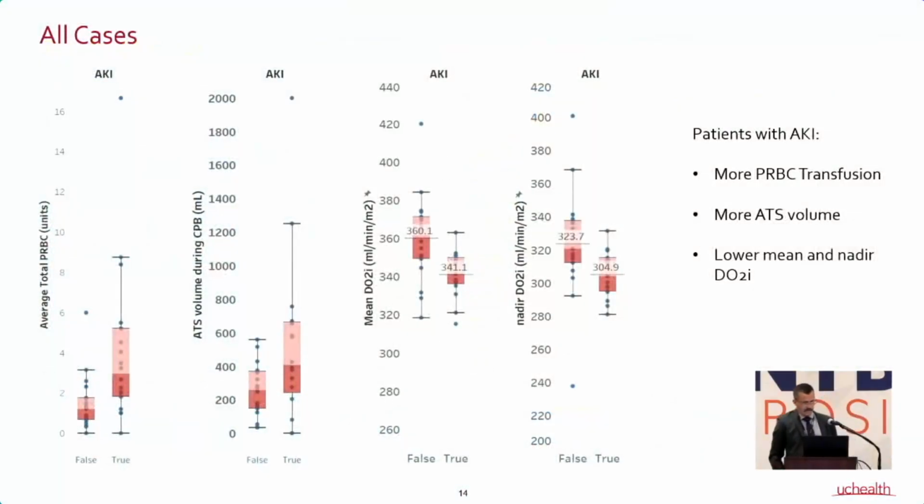And this slide is specifically for you, Rob. Since you asked me this at AMSECT, this is the difference between our AKI patients and our non-AKI patients. You can see that patients that had AKI received almost 3 times more packed red blood cells. They had higher ATS volume during bypass, as well as lower mean DO2, nadir DO2.